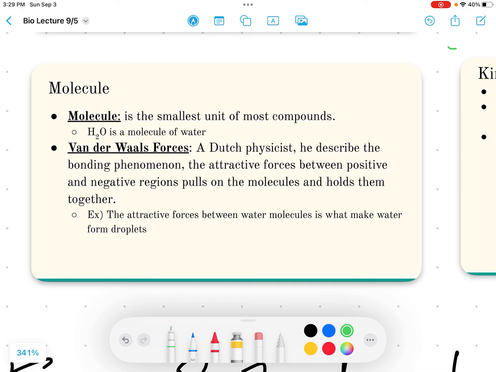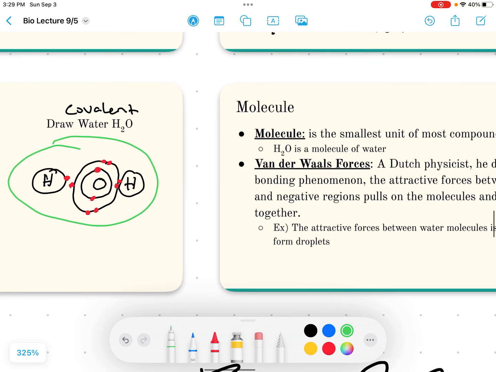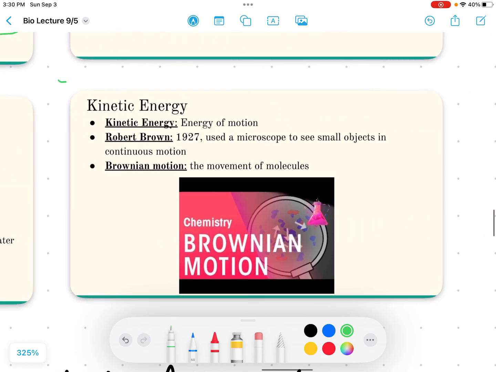So these attraction forces are so strong in between, even though they are wanting to repel each other because they both have these electrons on the outside, and water molecules stick together really well. These van der Waals forces force them to stay together and make water droplets and make water flow nice and clean. So van der Waals forces we can thank for keeping our water together.